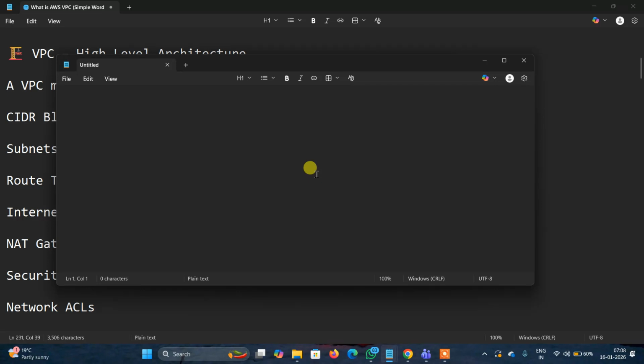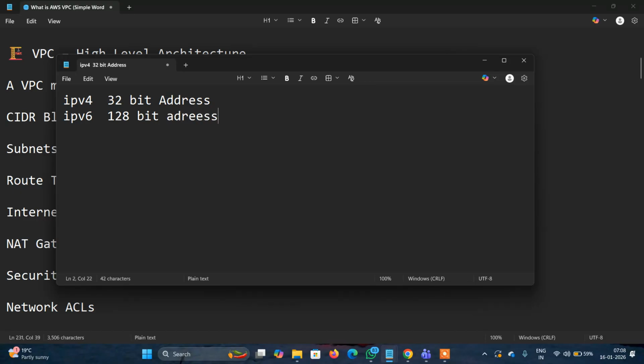How many IP versions are there? Two versions: IPv4 and IPv6. Here, what is IPv4? It is a 32-bit address. And IPv6 is a 128-bit address. Understand?